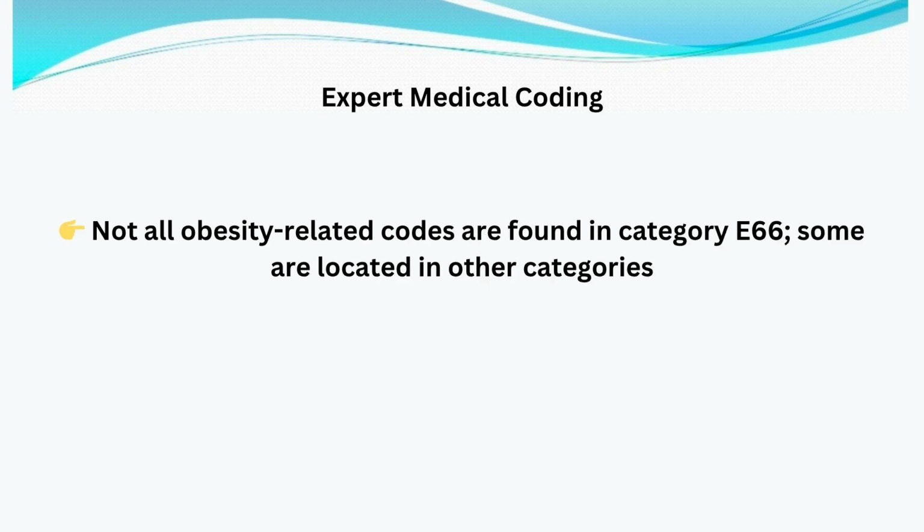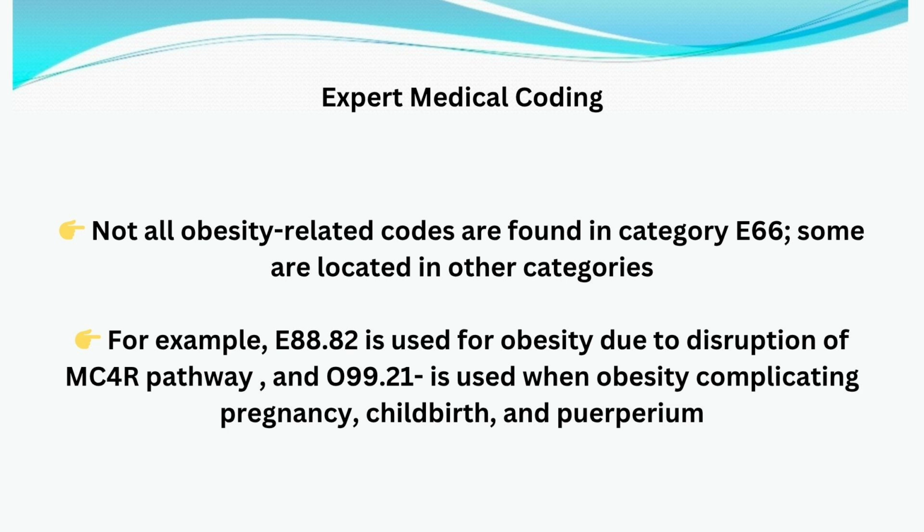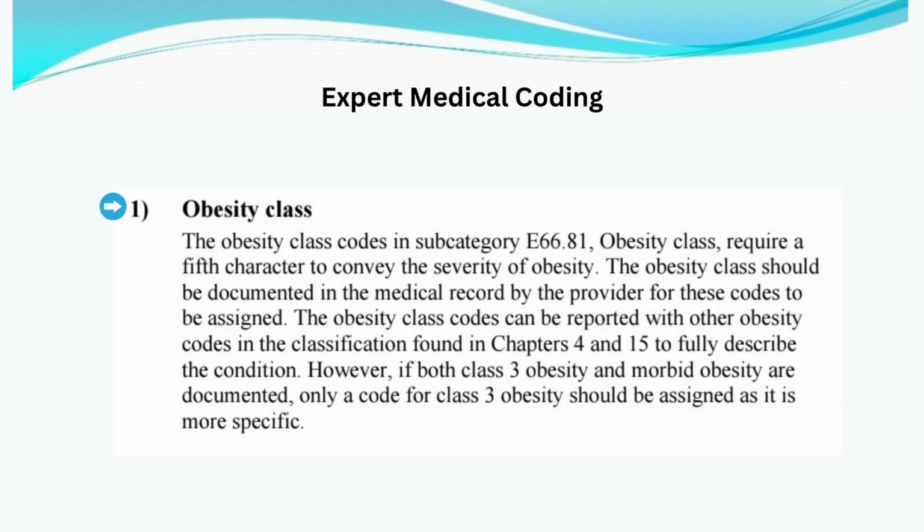Not all obesity related codes are found in category E66. Some are located in other categories. For example, E88.82 is used for obesity due to disruption of MC4R pathway, and O99.21 is used for obesity complicating pregnancy, childbirth, and the puerperium. Let's move towards the next guideline, and that is obesity class.